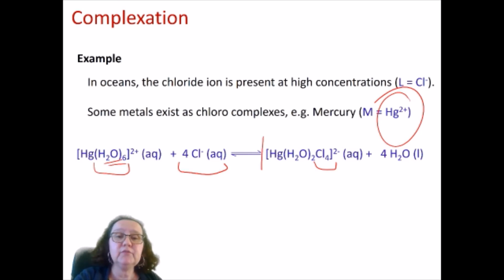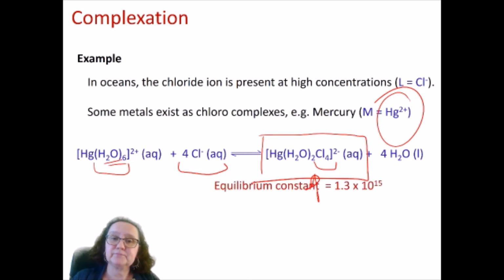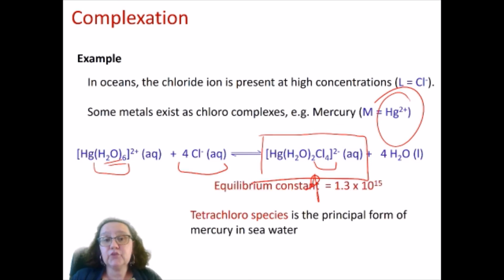And why do we care if it's in a different form or not? Well, because tetrachloromercury, which is this complex, is extremely toxic. So we actually do care, because not all the complexes you form will have the same toxicity. Some will be more toxic than others. This is a particular problem when there's mercury in the water. So yes, the tetrachloro species is the principal form of mercury in seawater, which, again, is a problem because it's an extremely toxic complex.